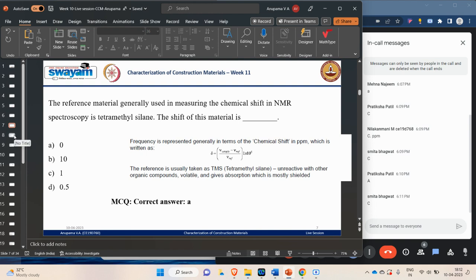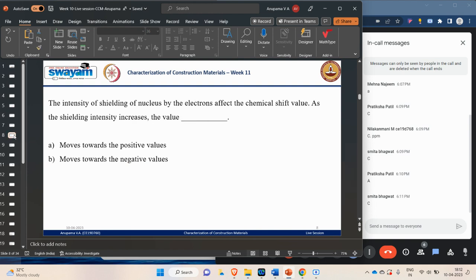Let's try to look into the next one. The intensity of shielding of nucleus by the electrons affects the chemical shift value. As the shielding intensity increases, what happens to the chemical shift value? It becomes more positive or becomes more negative. What happens to the chemical shift when the shielding of nucleus by electrons increases?